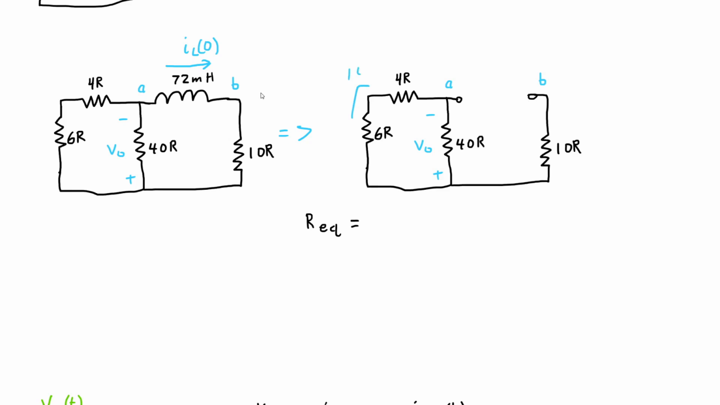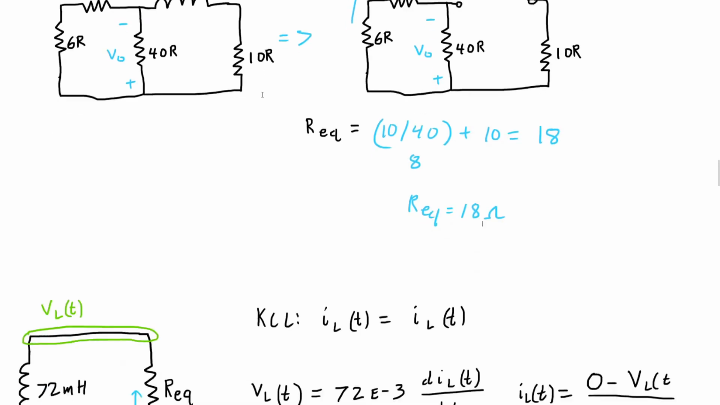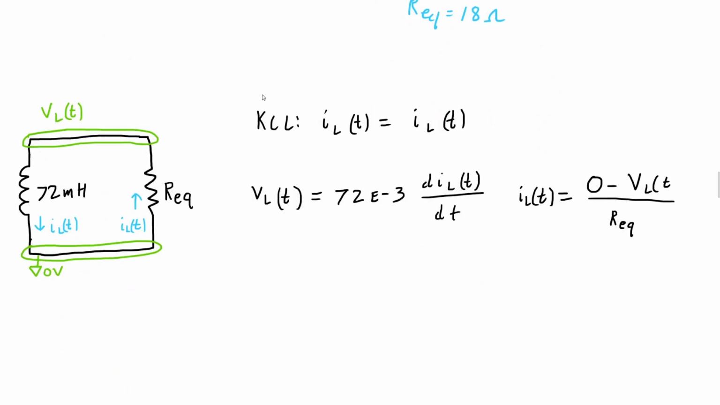So these two are in series. That's going to be 10. So it looks like 10 in parallel with 40 plus 10. We determined this as 8 before, so this becomes 18. So our equivalent is 18 ohms. And we're going to plug that in over here, and we're going to finally solve for VLT.